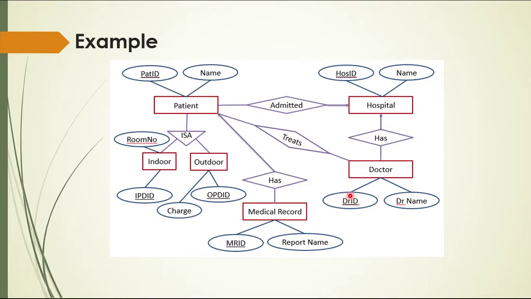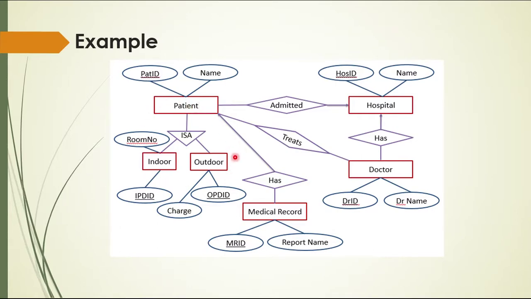Now see the example of a hospital management system. Here we have one entity, that is patient. We can say that patient is indoor and outdoor. So patient is a higher level entity and it is divided into lower level entities, indoor and outdoor. This is a top down approach and it is known as specialization. Now we can say that indoor and outdoor are patients. So we can apply it from bottom up, and this is generalization.